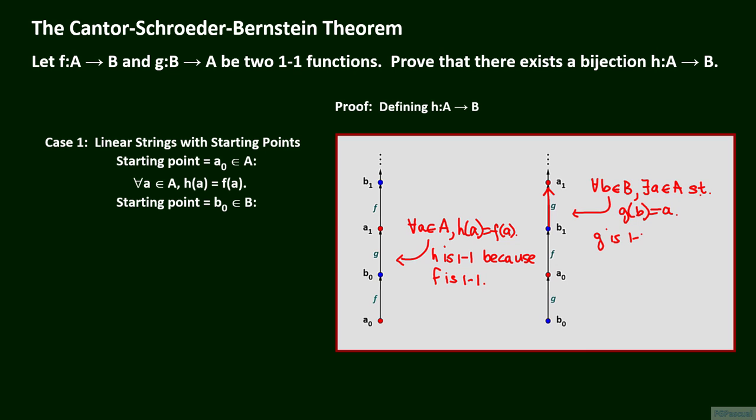G is 1 to 1. Therefore, G inverse exists. And so G inverse of A is equal to B, and we define H to be equal to G inverse on this string. H is 1 to 1 on this string because G inverse is 1 to 1. It is a simple exercise to show that G would not be a function if G inverse were not to be 1 to 1.